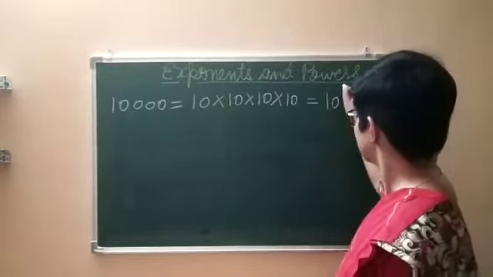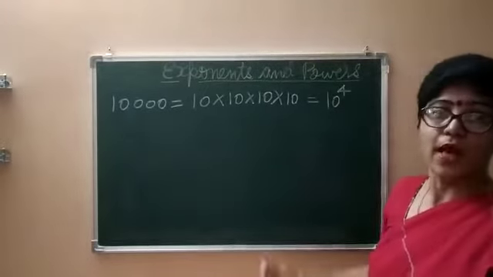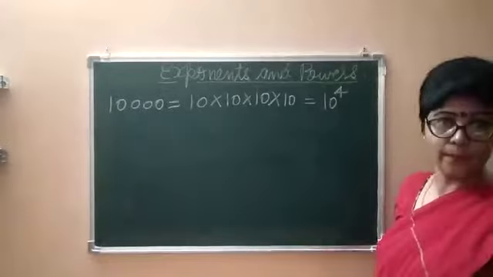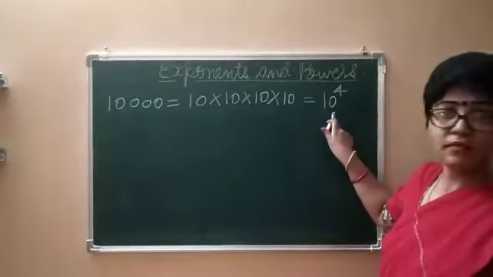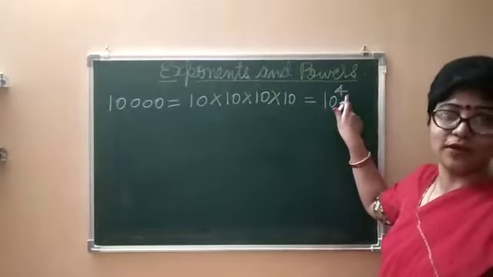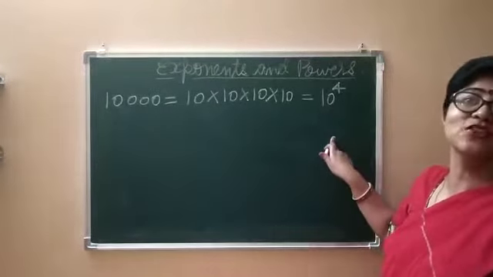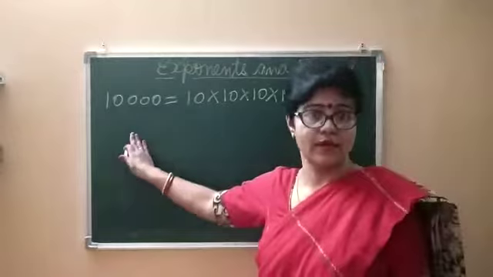So I write 10 raised to the power 4. We read it as 10 raised to the power 4. Here 10 is the base and 4 is the exponent. And this, 10 raised to the power 4, is the exponential form of 10,000.